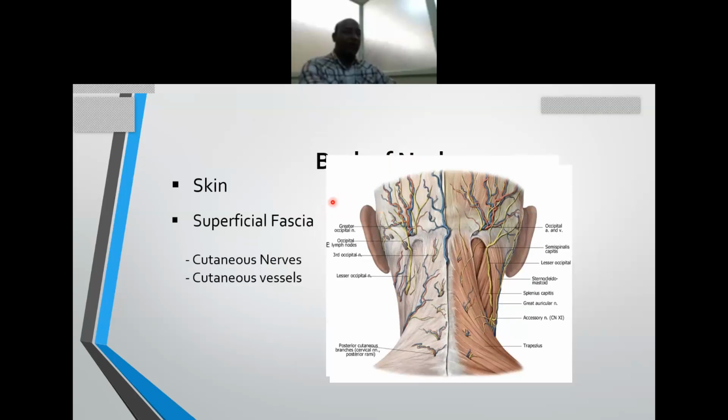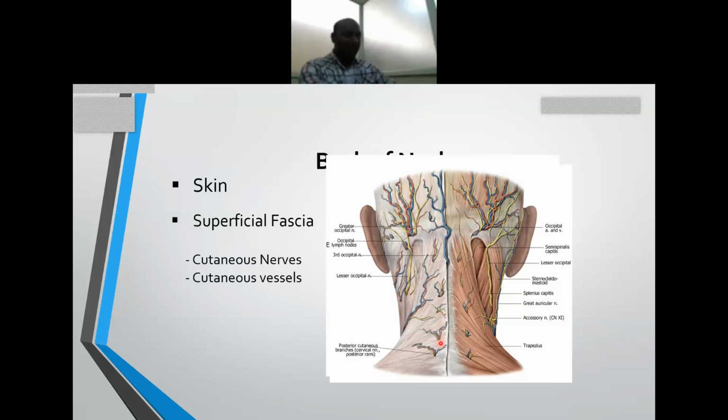So if you reflect the skin, then you will get the superficial fascia, which you'll have to remove in order to see the deeper structures. This whitish layer that you are seeing covering the trapezius is actually the investing layer of deep cervical fascia, and this region is the posterior triangle, between the anterior border of trapezius and posterior border of sternocleidomastoid.